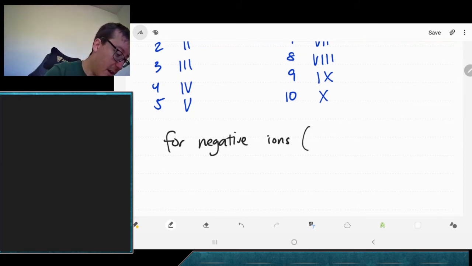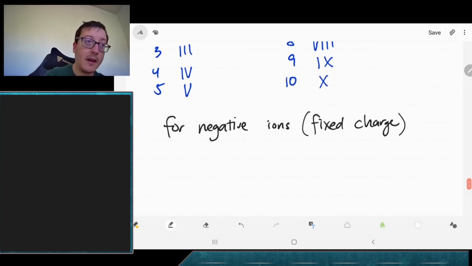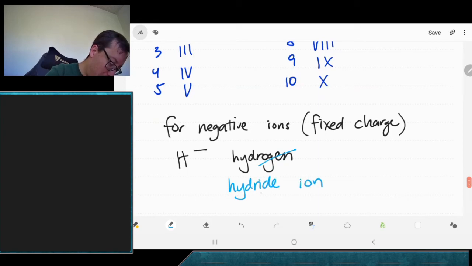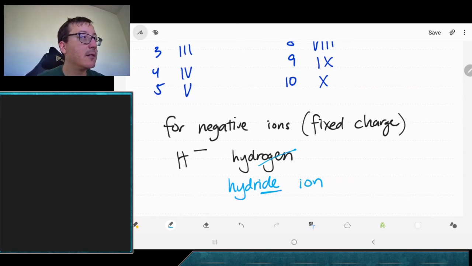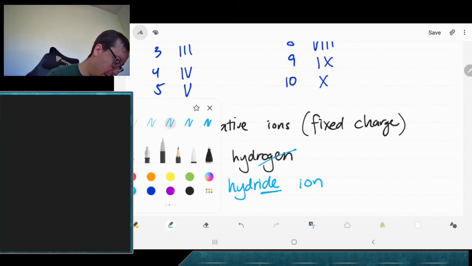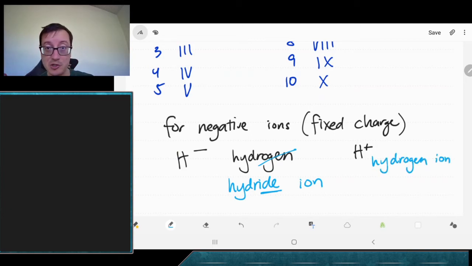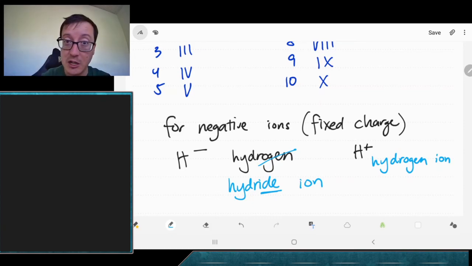Just so we know, all negative ions are fixed charge. It's just slightly different. So if we have H minus, the way we do this is we kind of lose the last bit of the name, and we have this "ide" ending. So this is the hydride ion. Notice that this one, the positive one, is just the hydrogen ion. For positive things, we don't change the name. For negative ones, we do change the name.